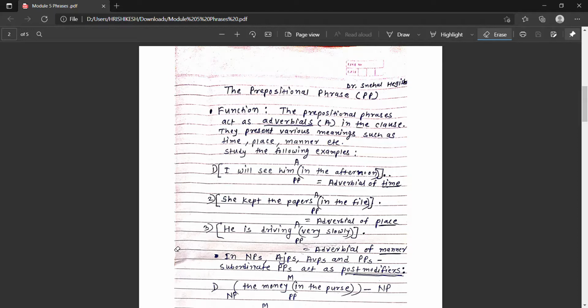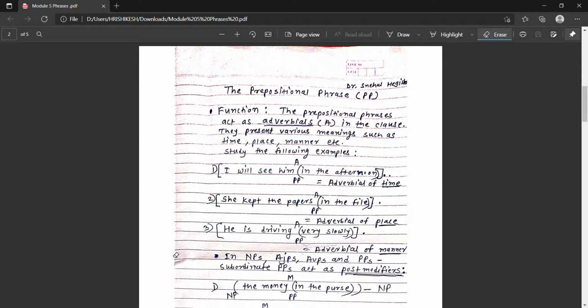Okay, there are two different functions of prepositional phrase. You should focus. First one is prepositional phrases function as adverbials in the clause. Two examples that we have discussed, example number 1 and 2, and I have told you that you have to remove this third one. This third example is suitable in which particular phrase? In adverb phrase. At that time we will discuss it.